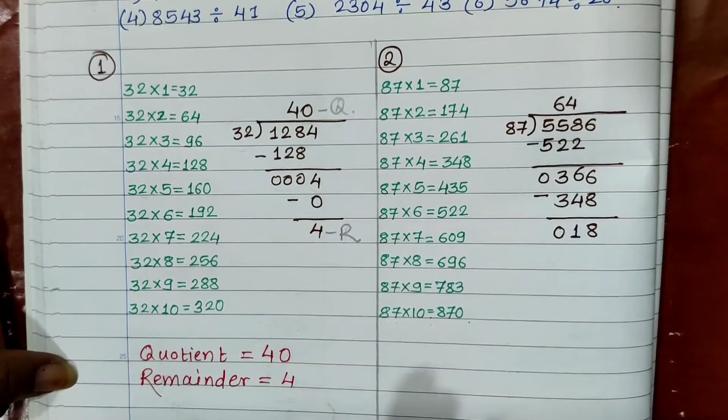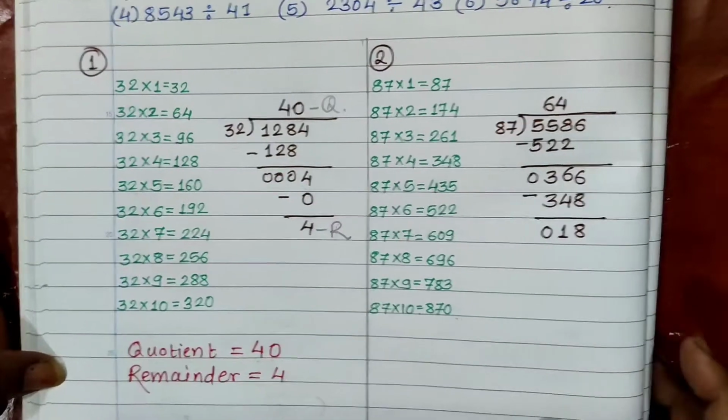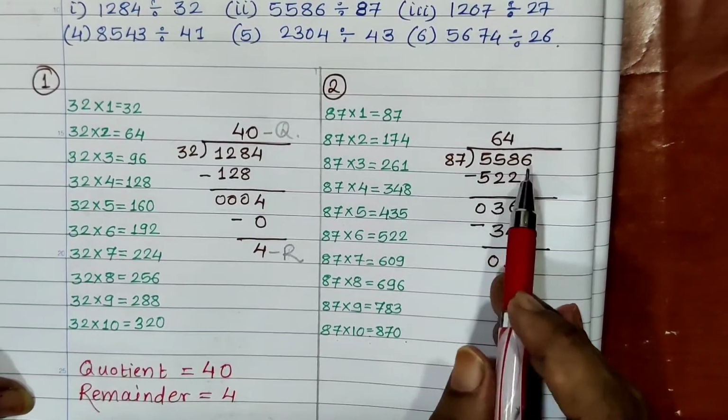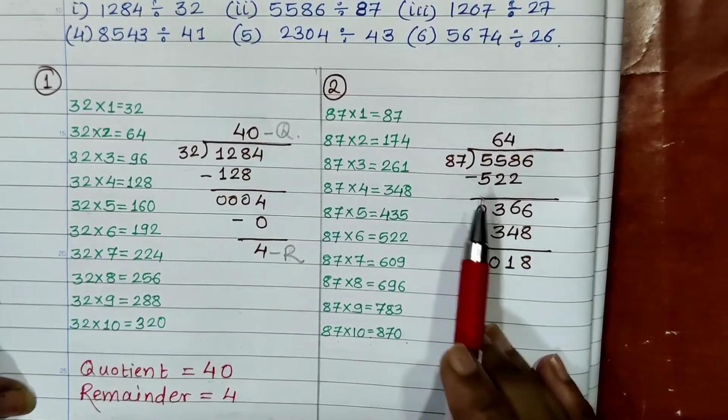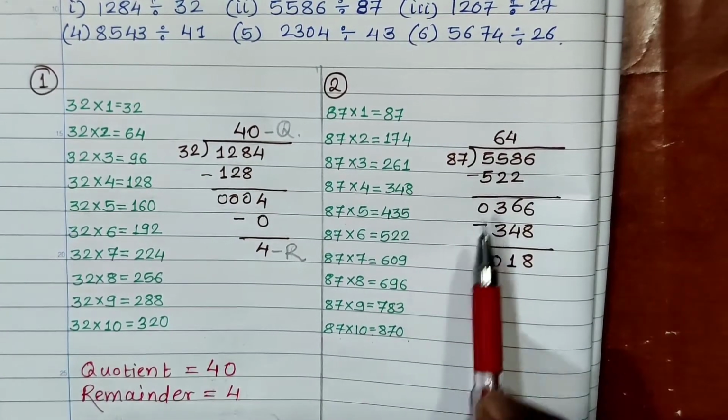So I hope you all have understood how to solve this sum. Now let us go on the second sum. Second sum is 5586 divided by 87. So first prepare the table of 87 like this.